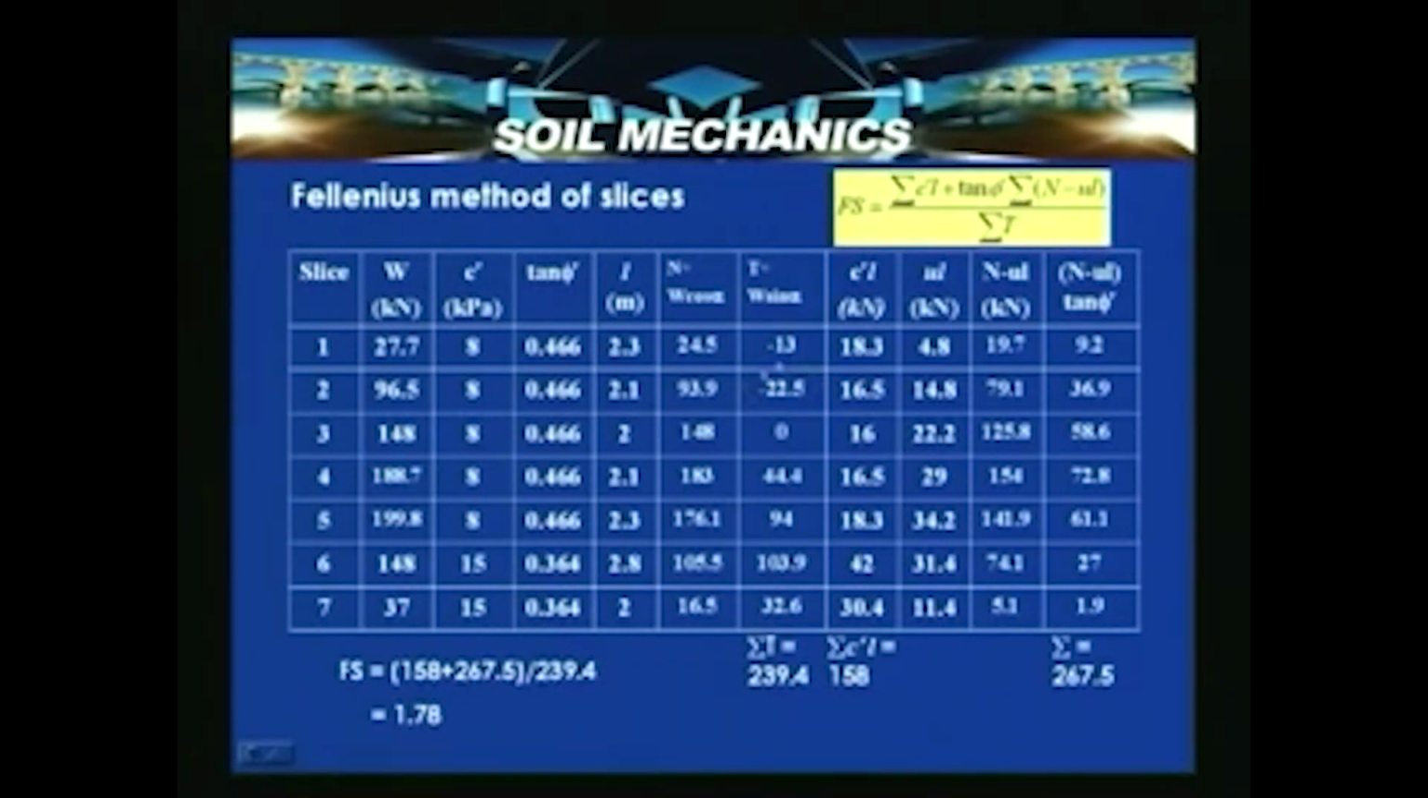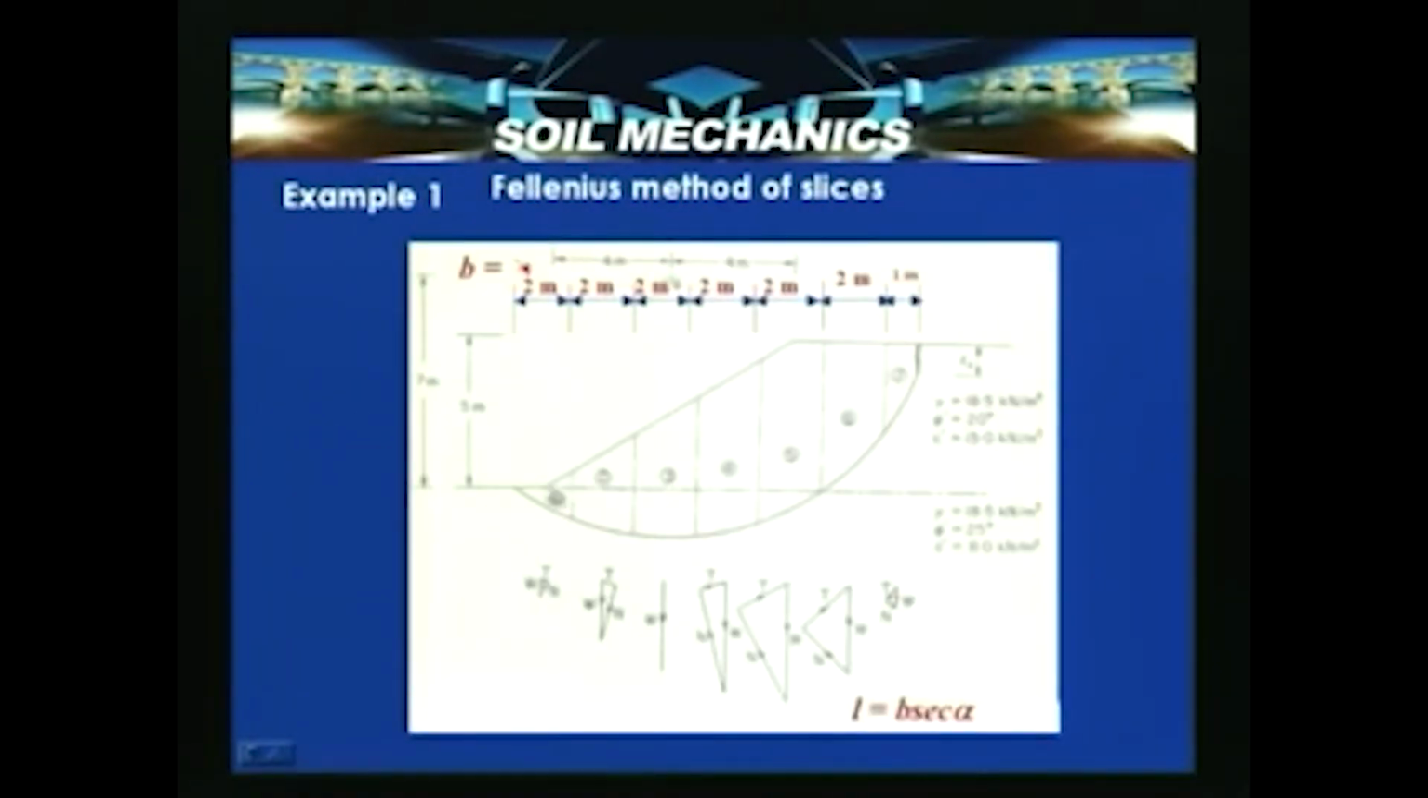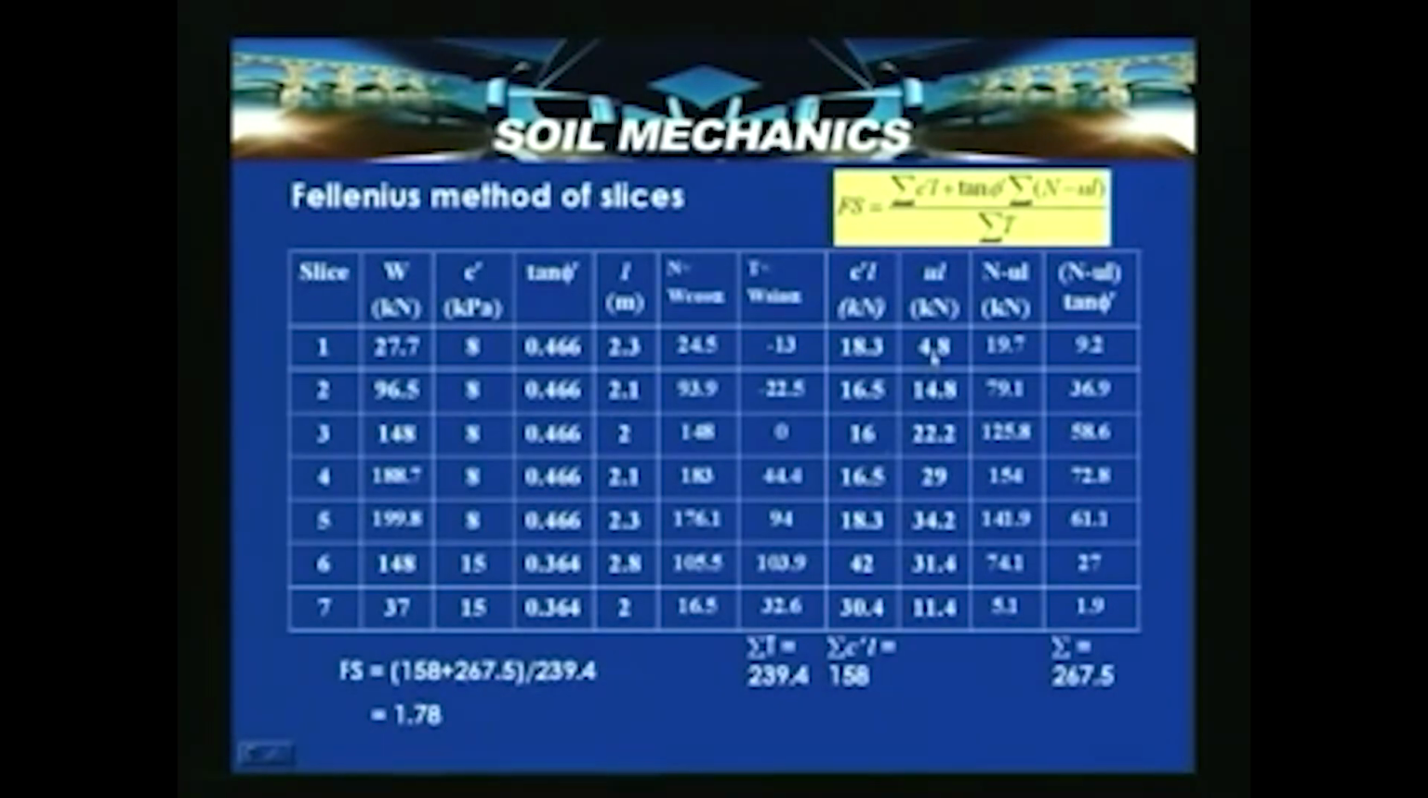Now, C dash L is obtained by taking C dash and multiplying to get L, and UL depends upon the phreatic line location; multiplying with the heights of the slices, we get this UL in kilonewtons. Then N minus UL we get this, and N minus UL tan phi we get summation as 267.5. Similarly, summation of T we get 239.4, and summation of C dash L we get 158 kilonewtons.